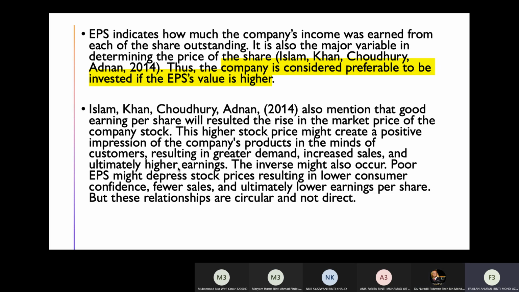It means when the EPS is lower, it shows that there will be a depressed stock price, resulting in lower consumer confidence, or maybe fewer sales, and ultimately lower earning per share, which is the EPS. But the relationships are very circular and not direct.